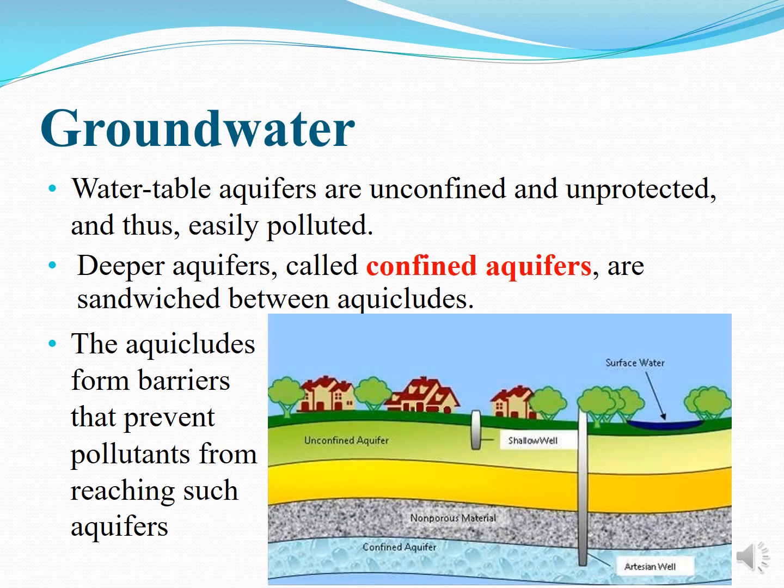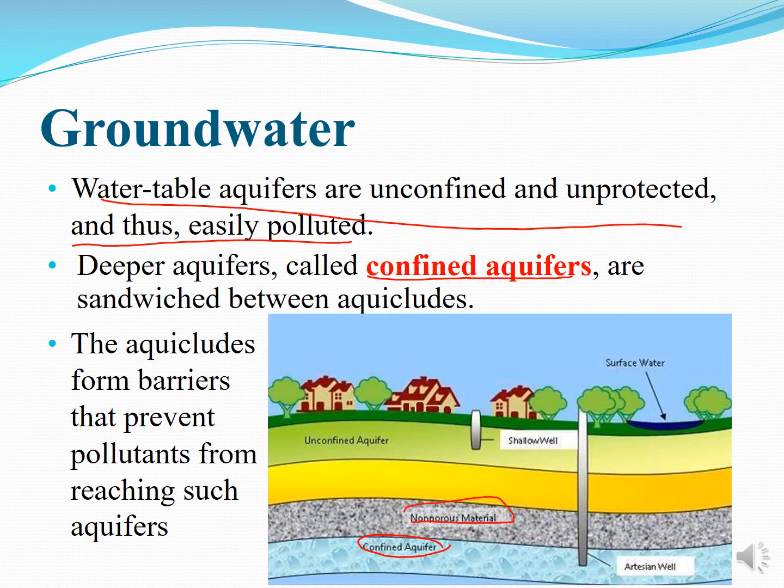So the water table aquifers are unconfined and unprotected and thus easily polluted. Because remember where they are located. Deep aquifers are called confined aquifers, right here. And they're sandwiched between the aquitards. So remember the impermeable material, which is here. It says aquitards are barriers that prevent pollutants from reaching the aquifers, which is correct.